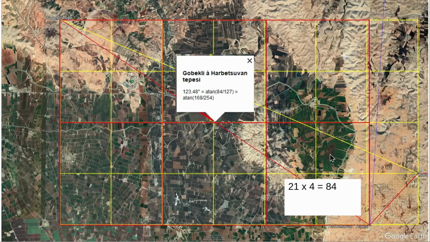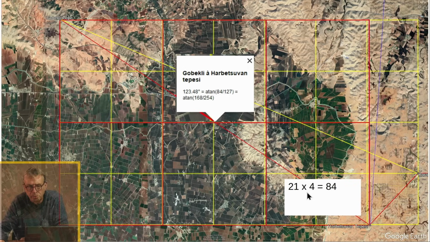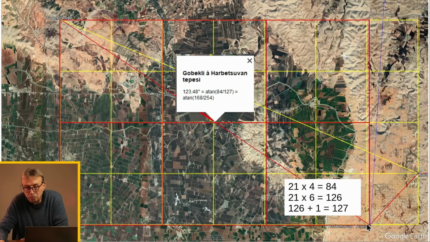So if we look at my 4 squares and I divide those 4 squares into 21, that will give me 84 small squares north-south. Okay, multiplied by 4. Now I have 6 east-west. If I multiply them by 21, I get 126. And then if I add one little square to this, I get 127.